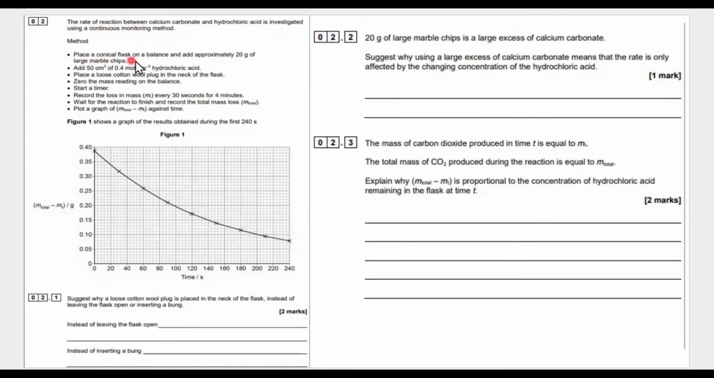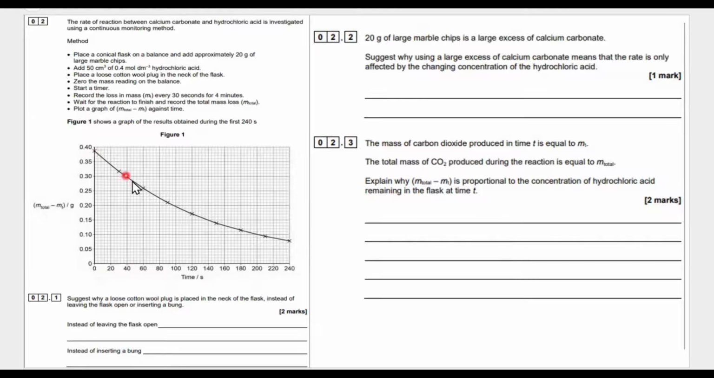The rate of reaction between calcium carbonate and hydrochloric acid is investigated using a continuous monitoring method. Place a conical flask on a balance and add approximately 20 grams of large marble chips. Add 50 cm³ of 0.4 mol per dm³ hydrochloric acid. Place a loose cotton wool plug in the neck of the flask. Zero the mass reading on the balance.